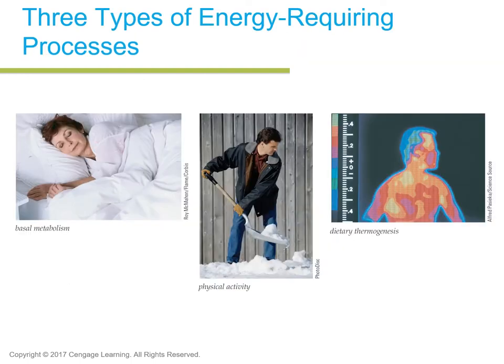Three types of energy requiring processes. So I just want to let you know, here is some imagery. Basal metabolism requires energy, physical activity requires energy, and so does dietary thermogenesis, those processes of digesting, absorbing, and transporting nutrients and food to your body.